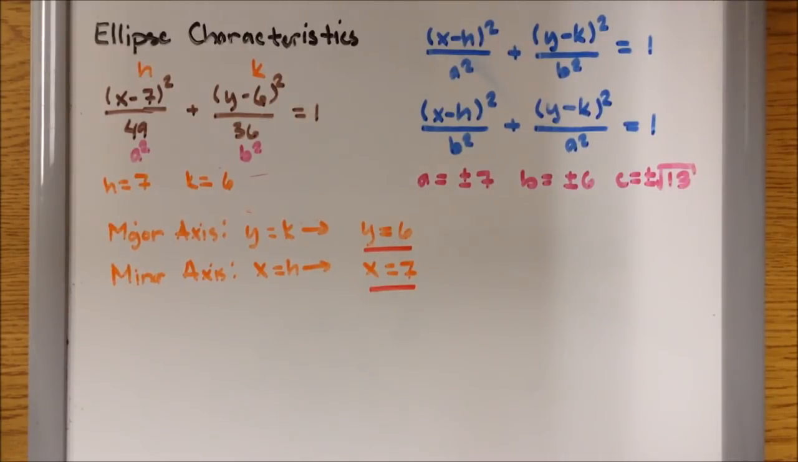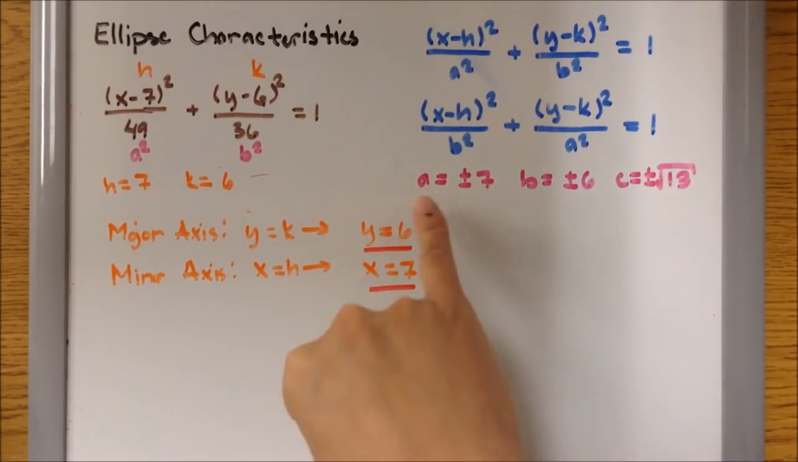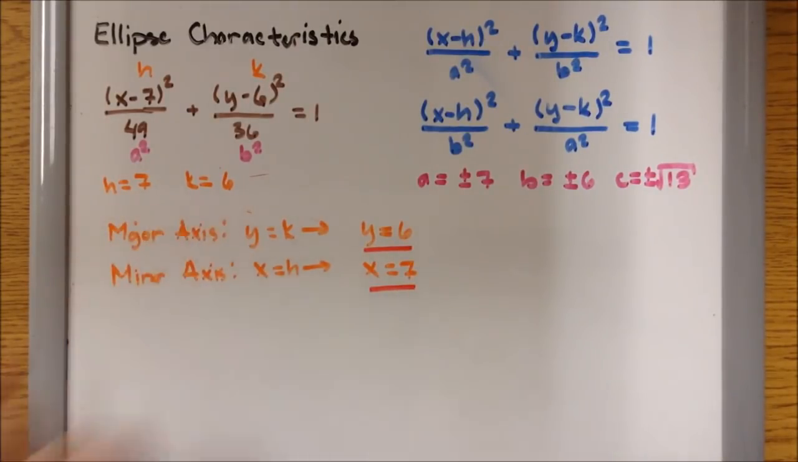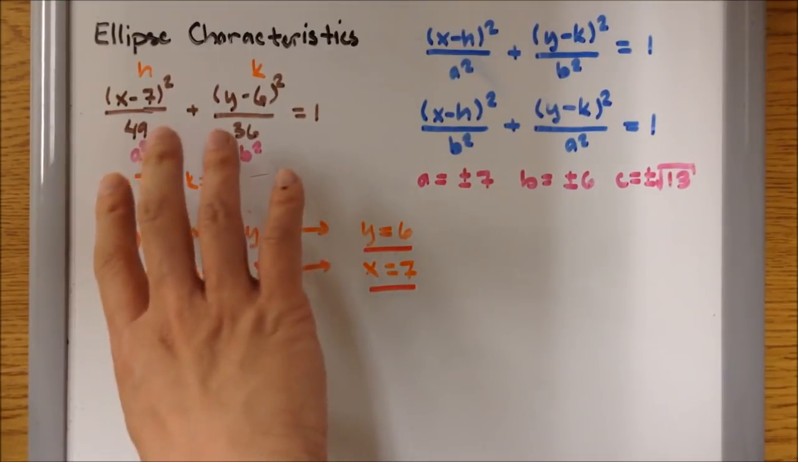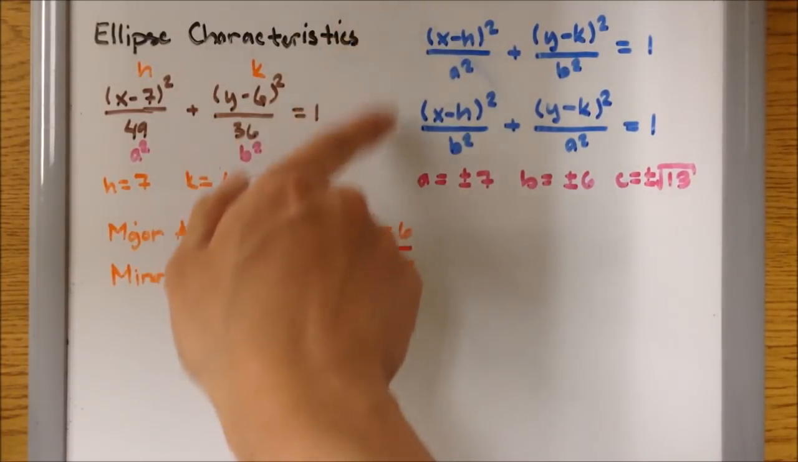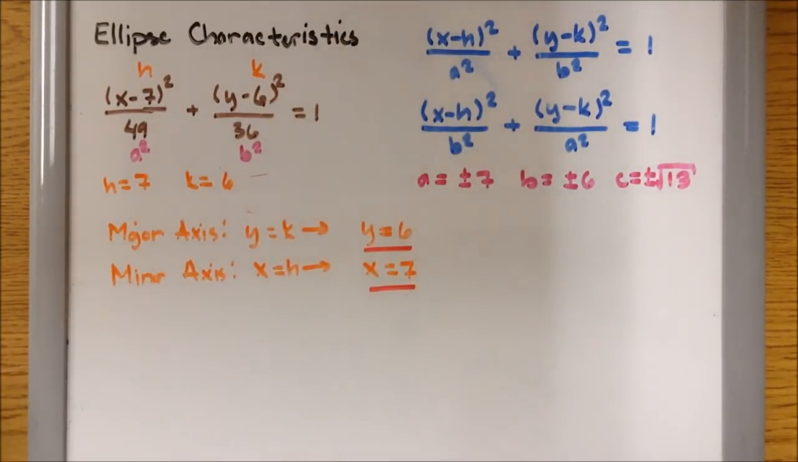So in review, identify our a, b, c values, and then h and k values. But first, examine the problem that you have, identify which one is a squared to determine which standard form to use in order to use the correct formulas for foci, vertices, co-vertices, major axis, and minor axis.